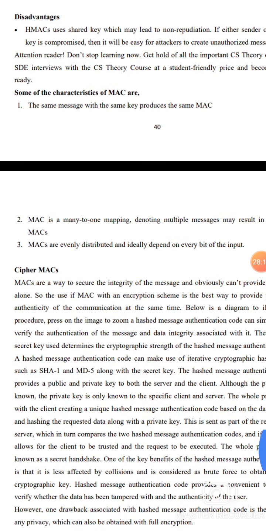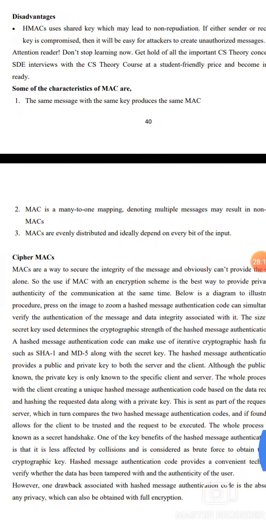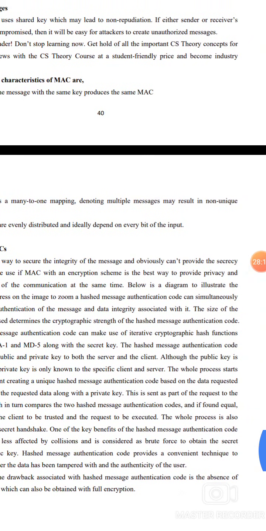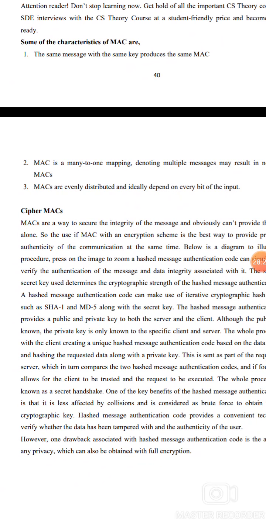Some characteristics of MAC: the same message with the same key produces the same MAC. The MAC is a many-to-one mapping, meaning multiple messages can result in the same MAC. The MACs are ideally evenly distributed and depend on every bit of the input.